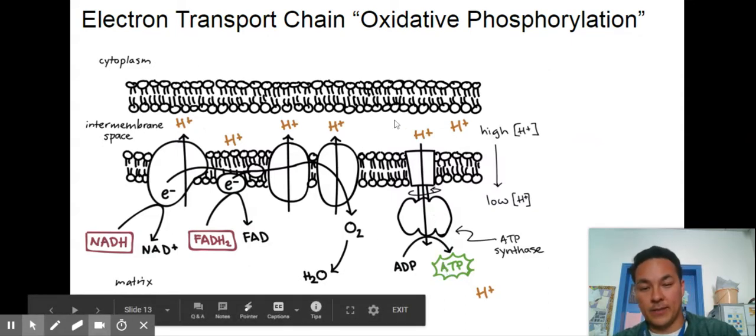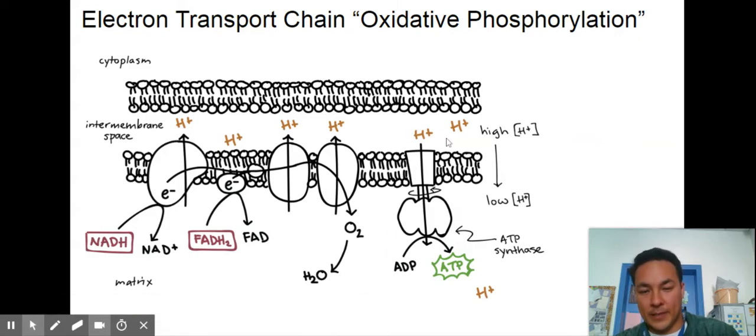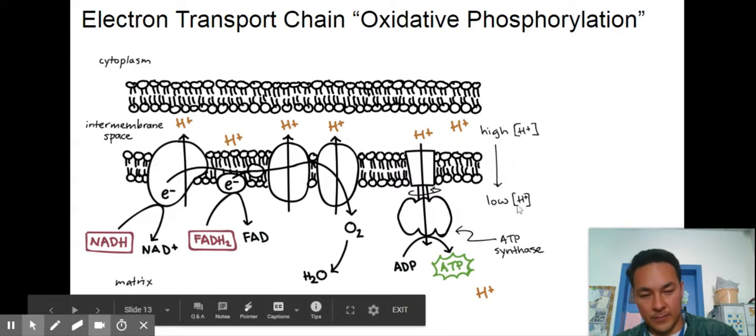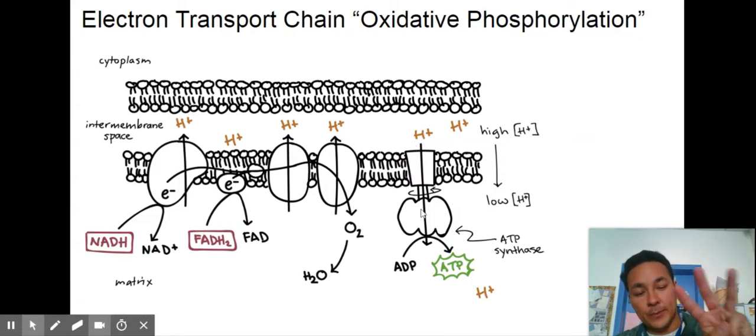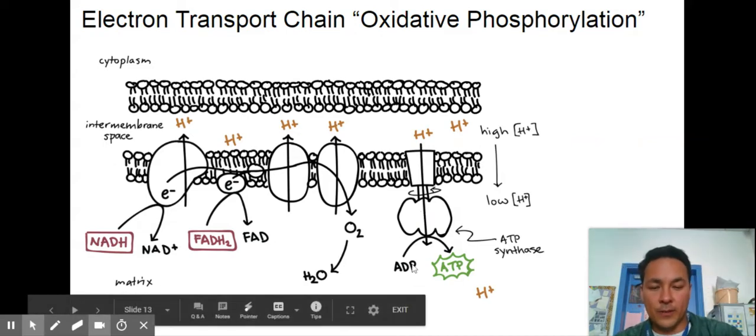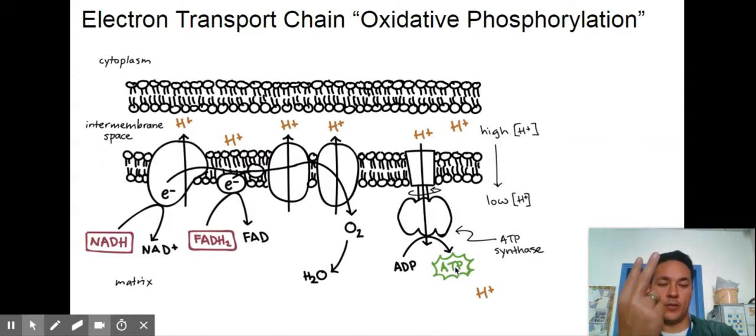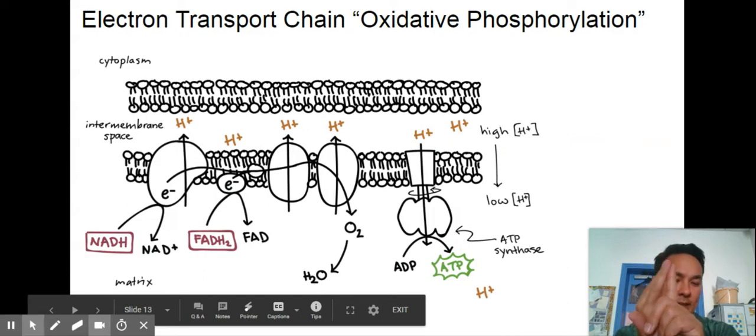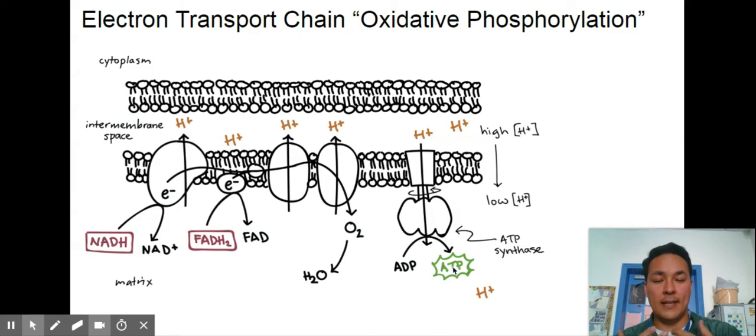And so the H pluses, there's more of them here, less of them here. So they're going to diffuse from an area of high to low, as written right here. For every 3 that go through ATP synthase, it's going to turn the rotor, and it phosphorylates an ADP, adding a phosphate to make ATP. In other words, it takes 2 phosphates, it adds the third, and it makes it into ATP. How cool. So it has made energy for us to use. It took the empty batteries and it charged them up.